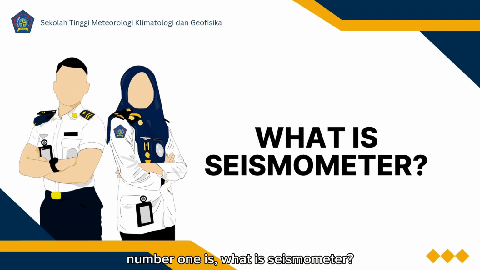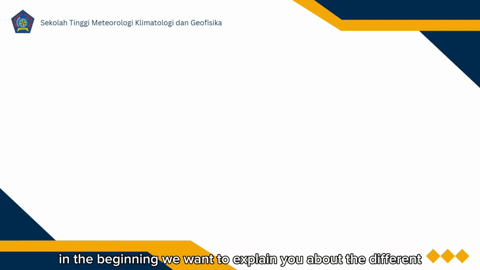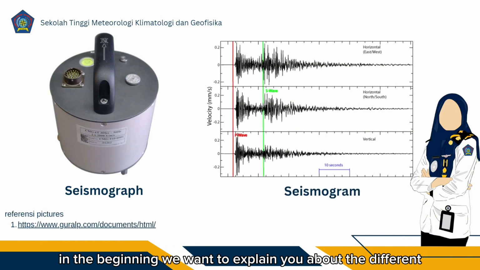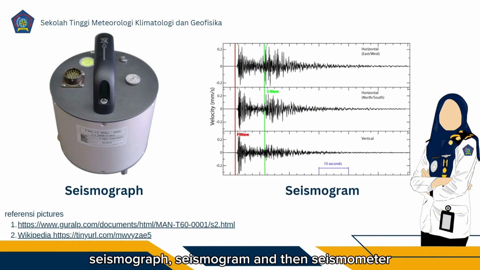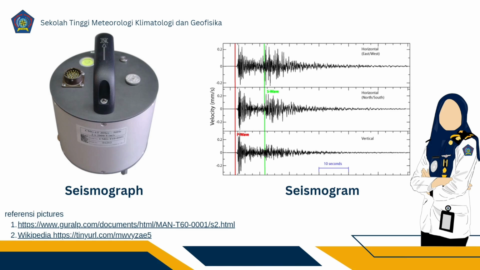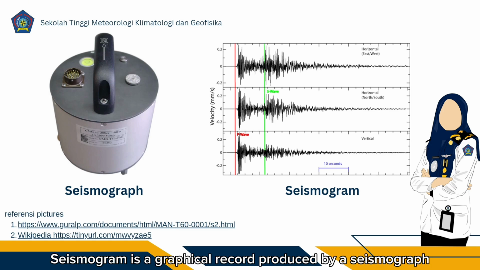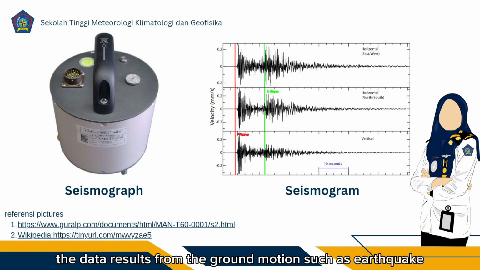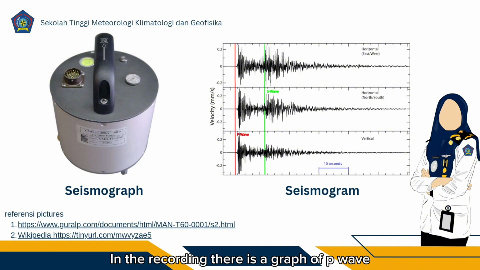Number one is, what is a seismometer? In the beginning, we want to explain the difference between seismograph, seismogram, and seismometer. A seismograph is an instrument used to record seismic waves. A seismogram is a graphical record produced by a seismograph. The data results from ground motion such as an earthquake. In the recording, there is a graph of the P wave, which comes first, and then the S wave.